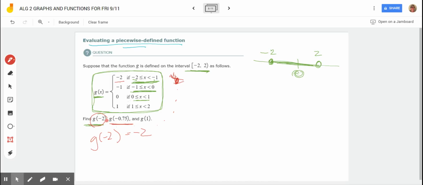How about g of -0.75? Well, -0.75 on the number line is not quite at -1. So it is greater than -1, right? So it is here. Well, if it's here, then the value of g is -1. So g of -0.75 is -1. And g of 1, look and see, where does it fit? Here it is. X is equal to 1 is 1. So g of 1 equals 1. All right.